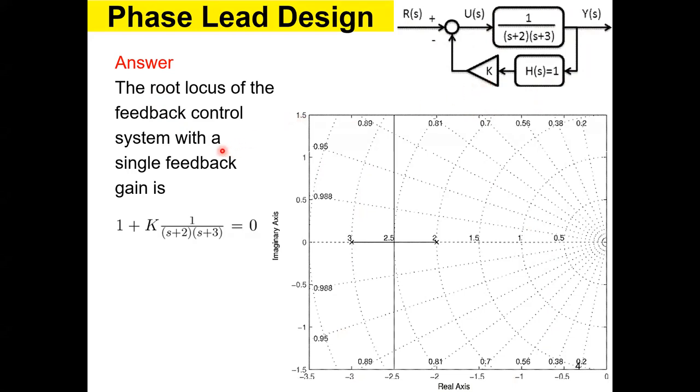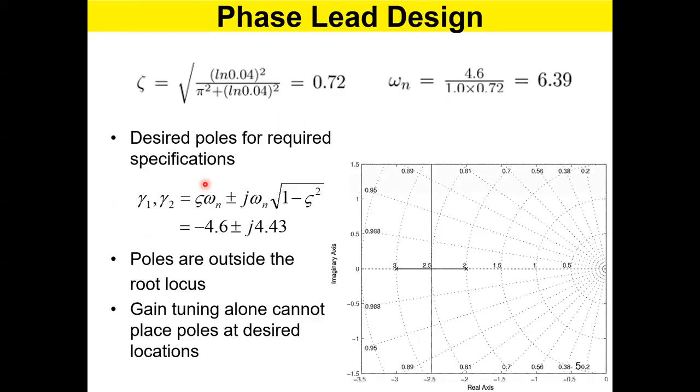So the root locus condition for the plant is 1 + K G(s) H(s) = 0. Remember, root locus rule. Here G(s) is this one, H(s) is 1, so eventually it will be 1 + K times 1/((s+2)(s+3)) = 0.